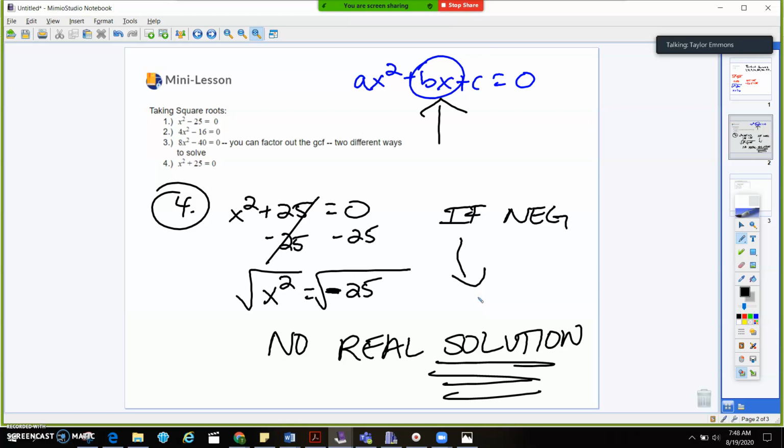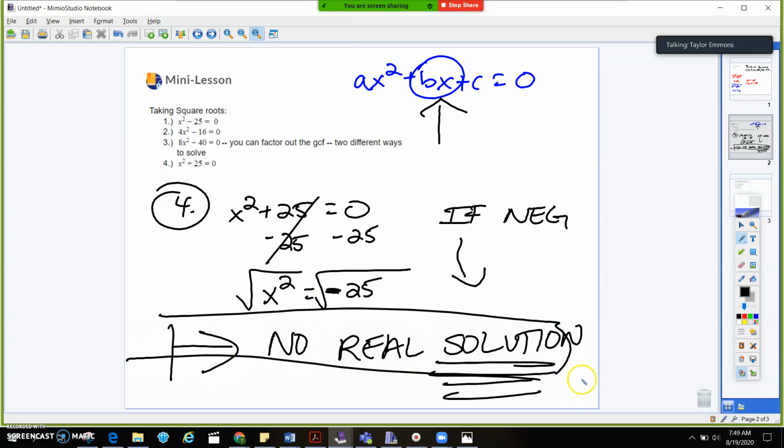Okay? Got to keep that in mind. This is going to introduce complex numbers a little bit later on. We're going to get into that in about a week and a half, so just keep that in mind. But for right now, if you have a negative underneath the radical, this is what you write. No real solution. Don't say no solution.